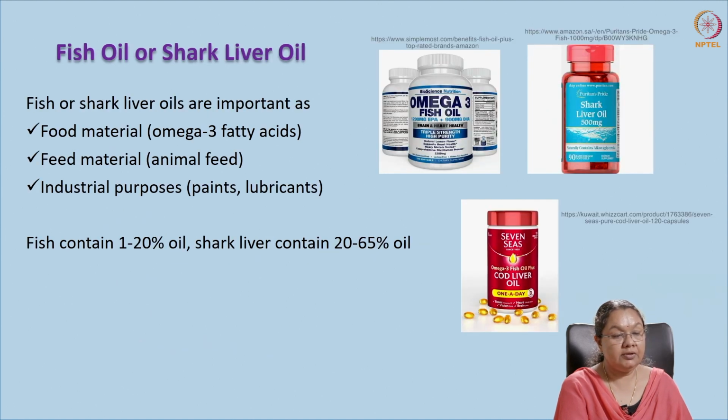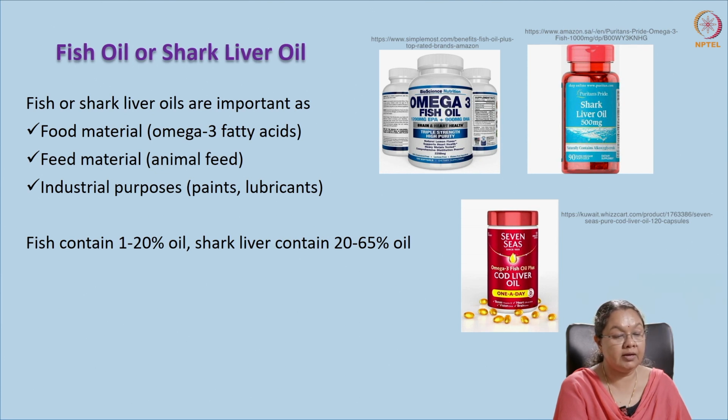Now let's look into products, fish oil and shark liver oil. In the previous sessions, we had seen that the liver is the main organ where the oil or the fats are deposited. And in fatty fish, muscle tissue is the main tissue where you can see the deposits of oil. And these oils are rich in omega-3 fatty acids, and therefore they have a lot of health benefits. And the muscle tissue of the underutilized fish or the liver of the sharks can be used to extract these oils that can be consumed in different forms.